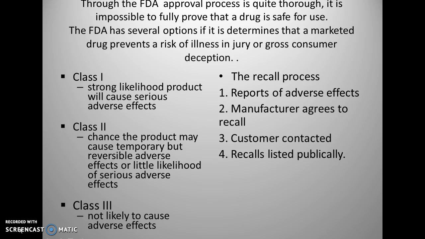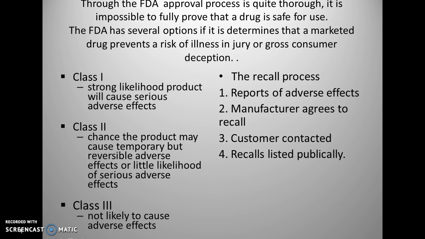It's called a class 1, where there's a strong likelihood that a product will cause serious adverse effect or death. There could be a class 2, where a product may cause temporary but reversible adverse effect, or in which there is a likelihood of a serious adverse effect. Or class 3, where a product is not likely to cause an adverse effect. Okay, so a class 1 is the one in which there's usually a recall of that particular medication. But in most cases, just to be safe, many of the manufacturers will go ahead and recall all of their drugs.